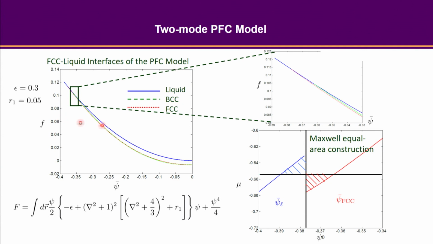So still doing the same calculation. And now you see the red curve has a lower energy than the green one, which means FCC is now the ground state over a certain range of psi bar. And if you do the common tangent, now you can find the coexistent density for the liquid and the FCC solid. Okay.